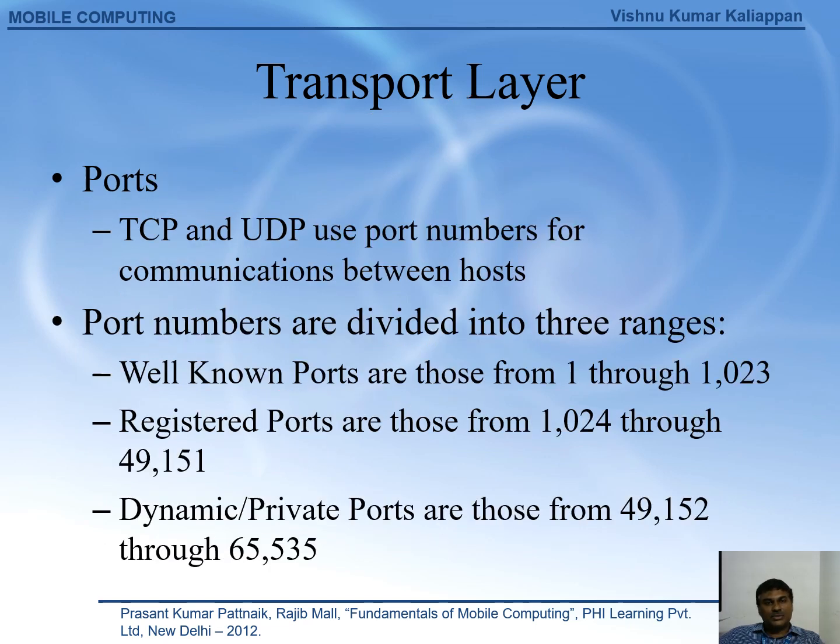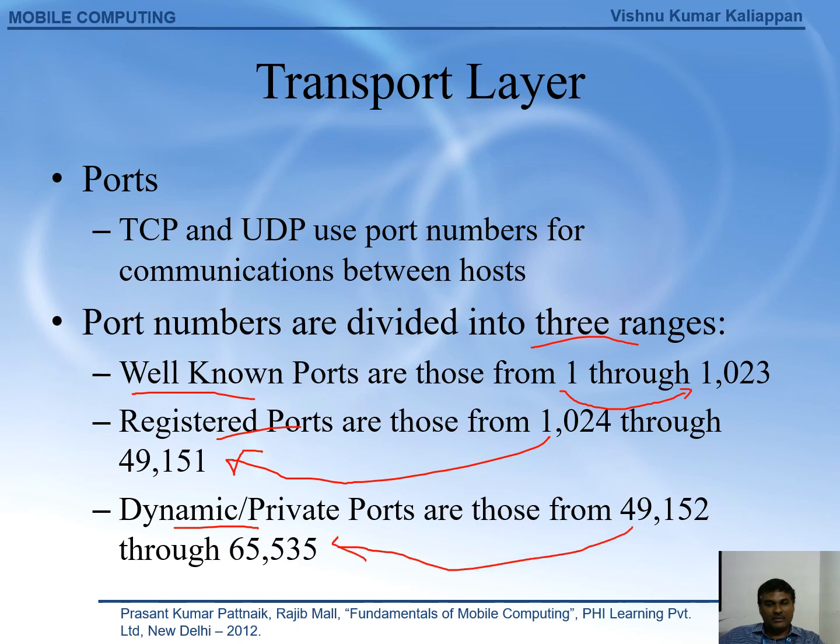The ports used in the transport layer, whether TCP or UDP, are port numbers for communication between the hosts. There are three ranges of ports: well-known ports, registered ports, and dynamic and private ports. The well-known ports are from 1 to 1023, the registered ports are from 1024 to 49151, and the dynamic ports are from 49152 to 65535.